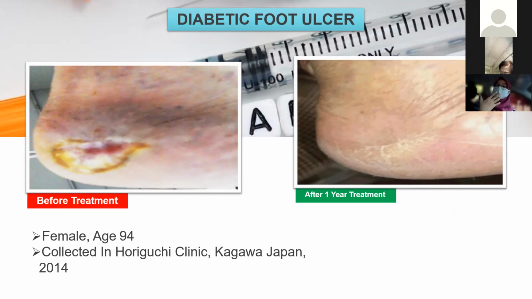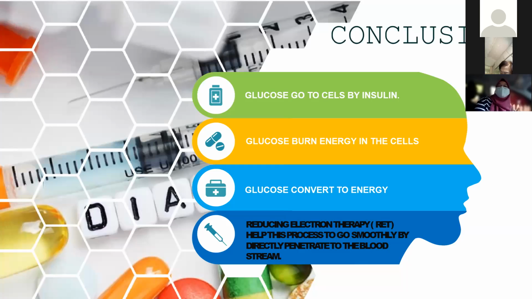So bacterial infection is also lesser after that. So this is what reducing electron therapy can help. So, conclusion: basically, glucose goes to the cell by insulin.